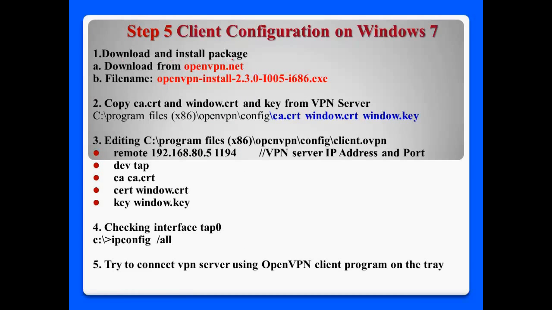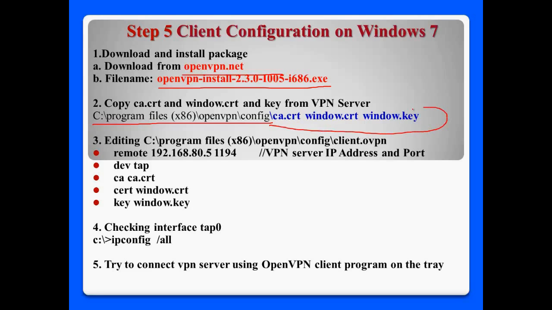Okay, step 5, client configuration of Windows. Number 1, download the install package from this website, openvpn.net. Here, we need to copy this file, openvpn-install. So if we are successful to install this one, normally the OpenVPN files we can find here: Program Files, OpenVPN, config here.